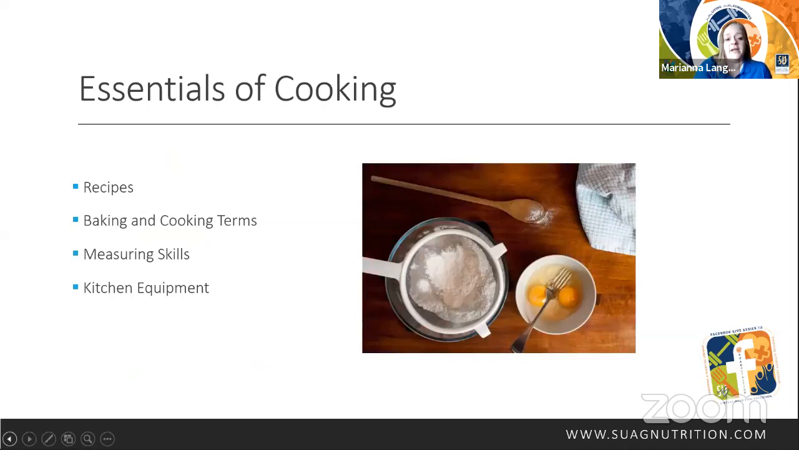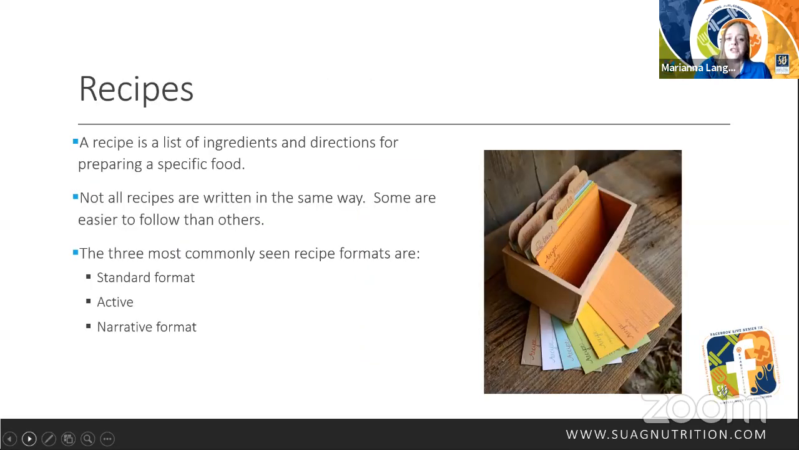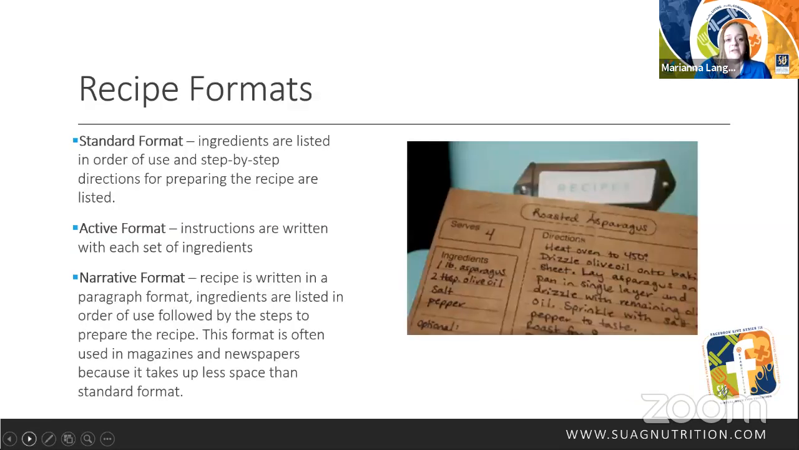So the four main ideas that we're going to talk about are your recipes, baking and cooking terms, your measuring skills, and kitchen equipment. A recipe is just a list of ingredients and directions for preparing a specific food. Not all recipes are written in the same way. Some of the recipes are easier to follow than others. Our three most common formats that you see are standard format, active format, and narrative format. We'll talk about those in just a moment.